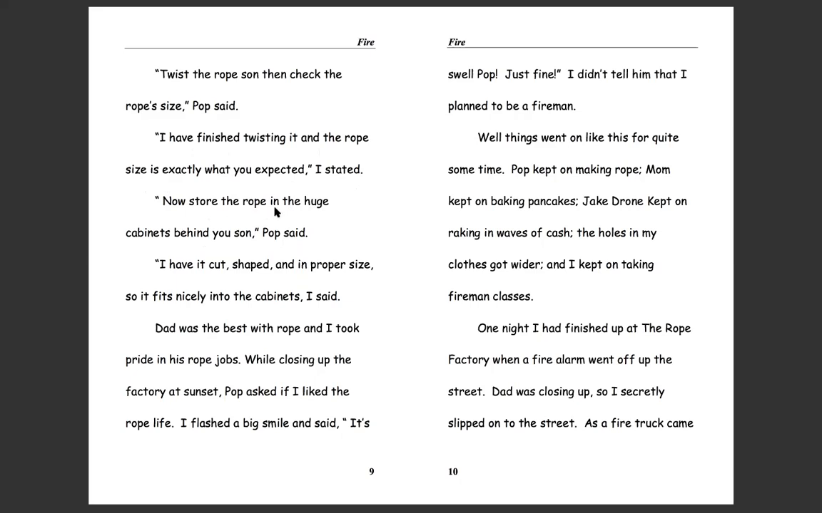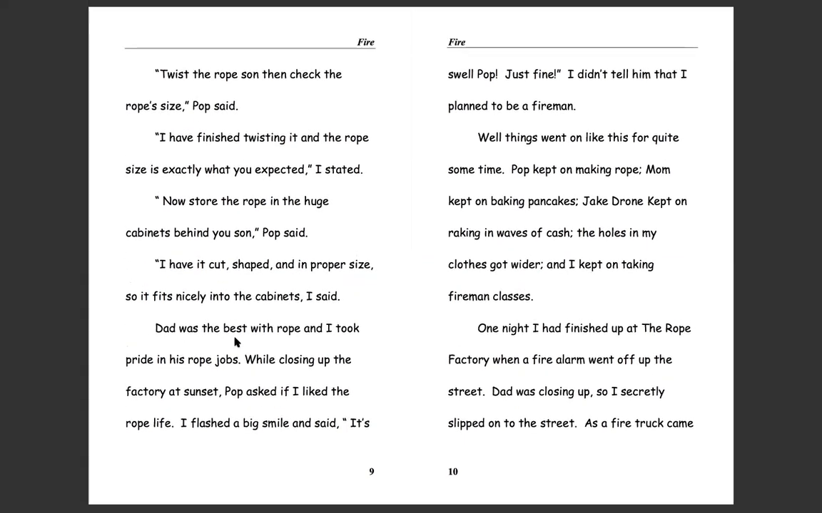The rope in the huge cabinets behind you, son, Pop said. Good job. I have it cut, shaped, and in proper size, so it fits nicely into the cabinets, I said. I have it cut, shaped, and in proper size, so it fits nicely into the cabinets, I said. Good job. Good job at pausing at the commas. Okay, now I want you to continue reading.